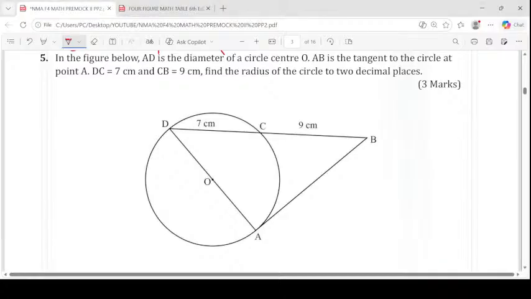In the figure below, AD is the diameter of a circle, center O. AB is the tangent to the circle at point A. BC is 7 centimeters and CB is 9 centimeters. Find the radius of the circle to 2 decimal places.